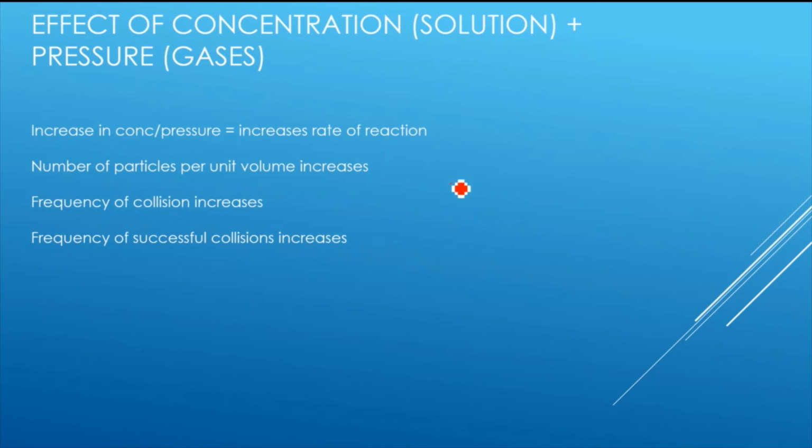So just to illustrate, for example, if you have a box, and let's say you have 5 particles in there, but you have another box which is much smaller, and this also has 5 particles in there, obviously the particles in this smaller box are more likely to collide, and that's why that leads to a successful collision. That's why if you're increasing the pressure, the rate of reaction is likely to increase.